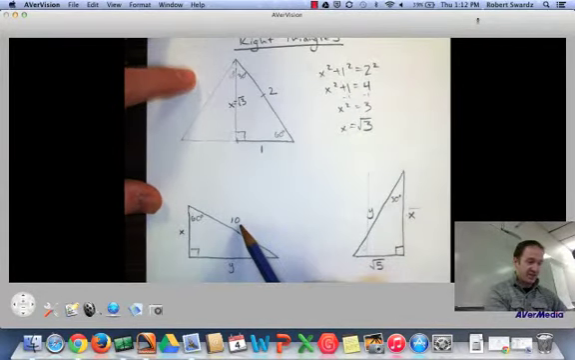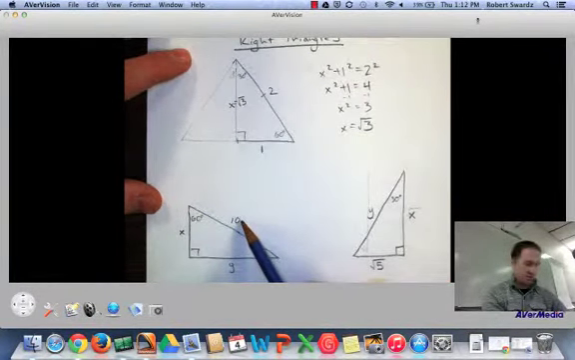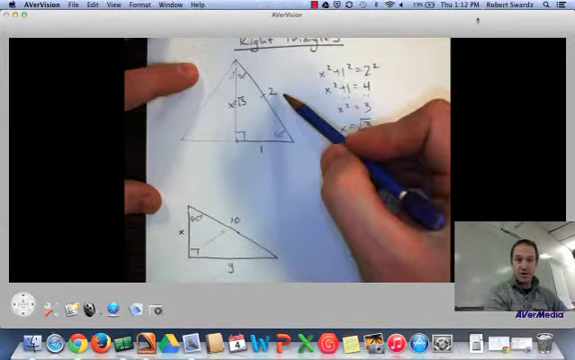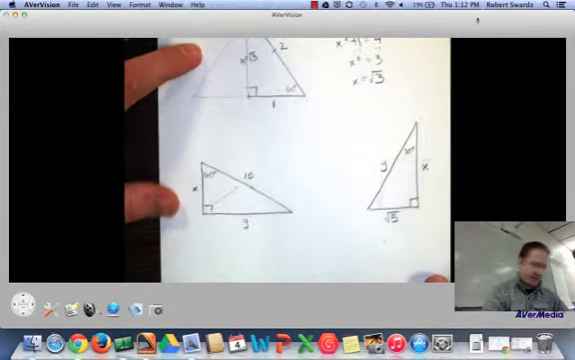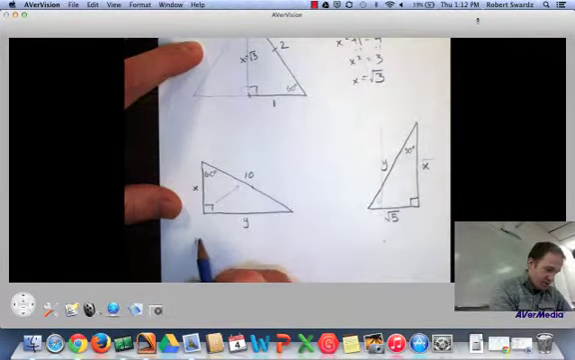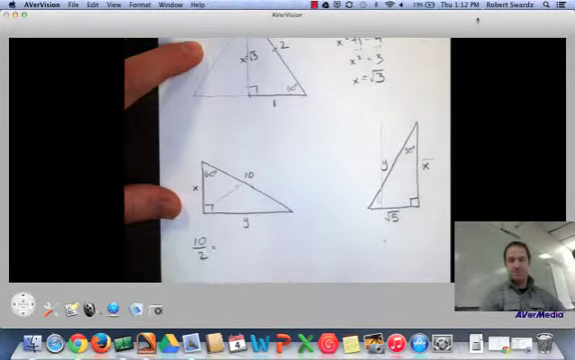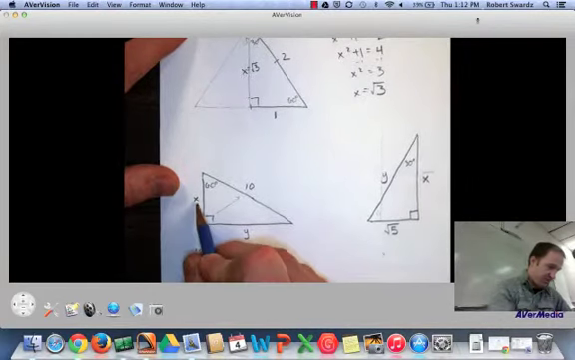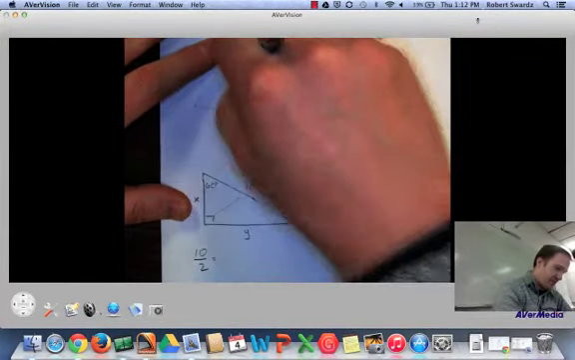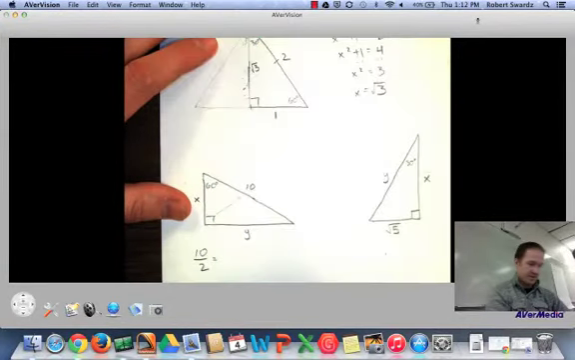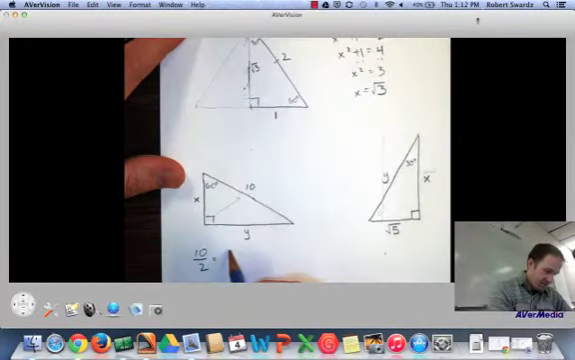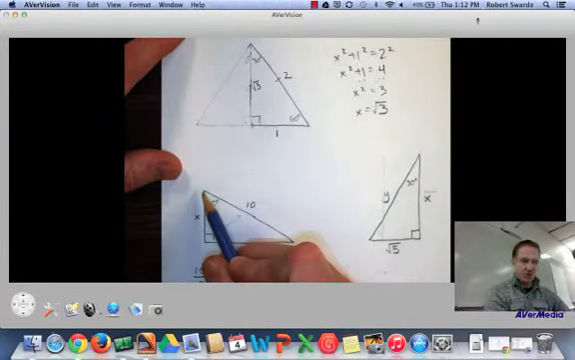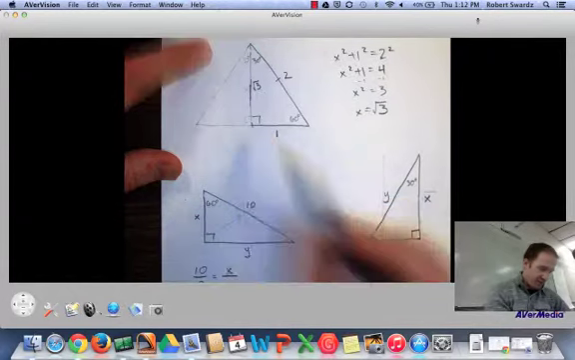Now, which side in this original triangle matches up with 10? Well, 10 is the hypotenuse, and 2 is the hypotenuse up here. So we can set up a proportion where we have 10 over 2. Now let's say we wanted to find x. So let's get rid of that x up here so we know what I'm talking about. Talking about this x. So x on top. And x is the smallest side in this triangle. That's 1 up here. So we're going to put x over 1.